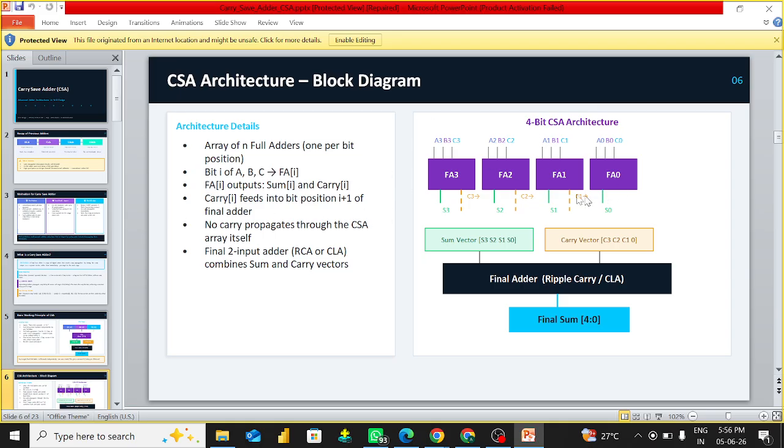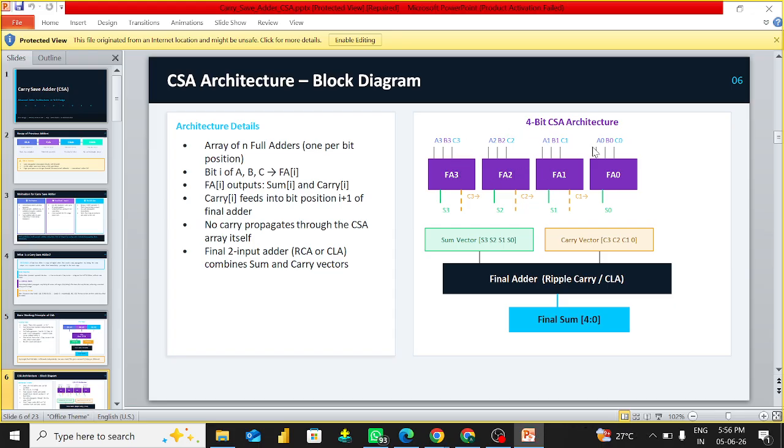So just look at this architecture. Okay, there is a 4-bit CSA. 4 bits means every input has 4 bits, right? Like A0, A1, A2, A3. How many bits? 4 bits, right? That is why, if the input has 4 bits, it's called a 4-bit CSA structure. 8 bits, 8-bit, like that we are going to define it. Just look here.